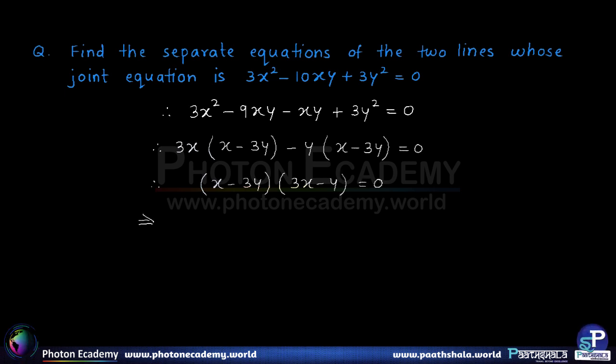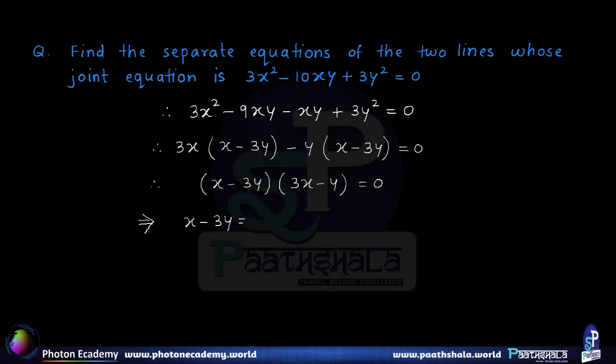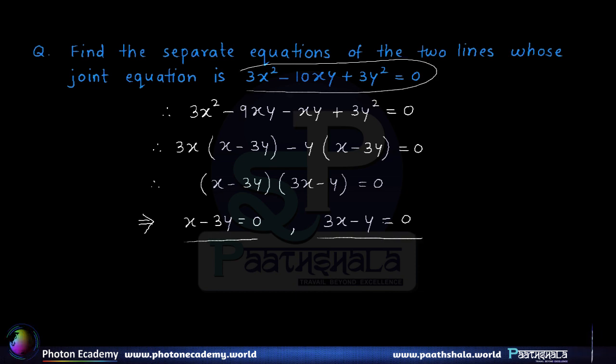So therefore that implies the individual equations are x minus 3y is equal to 0 and 3x minus y equal to 0. So these are the separate equations of the two lines whose joint equation is given to us.